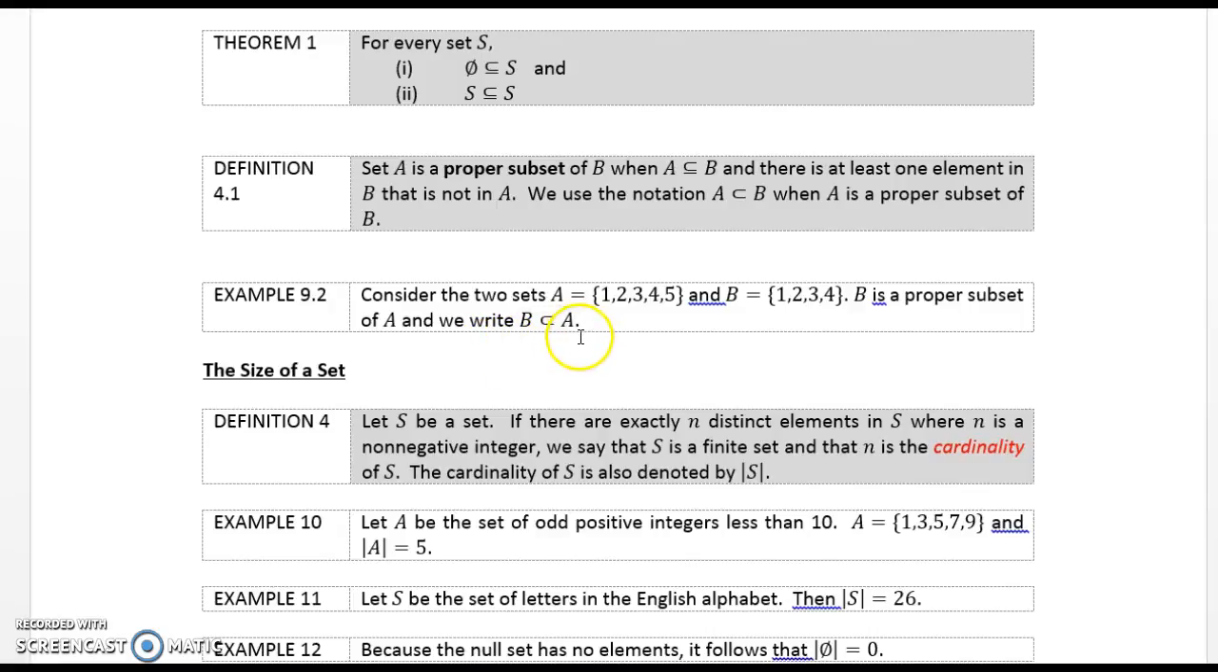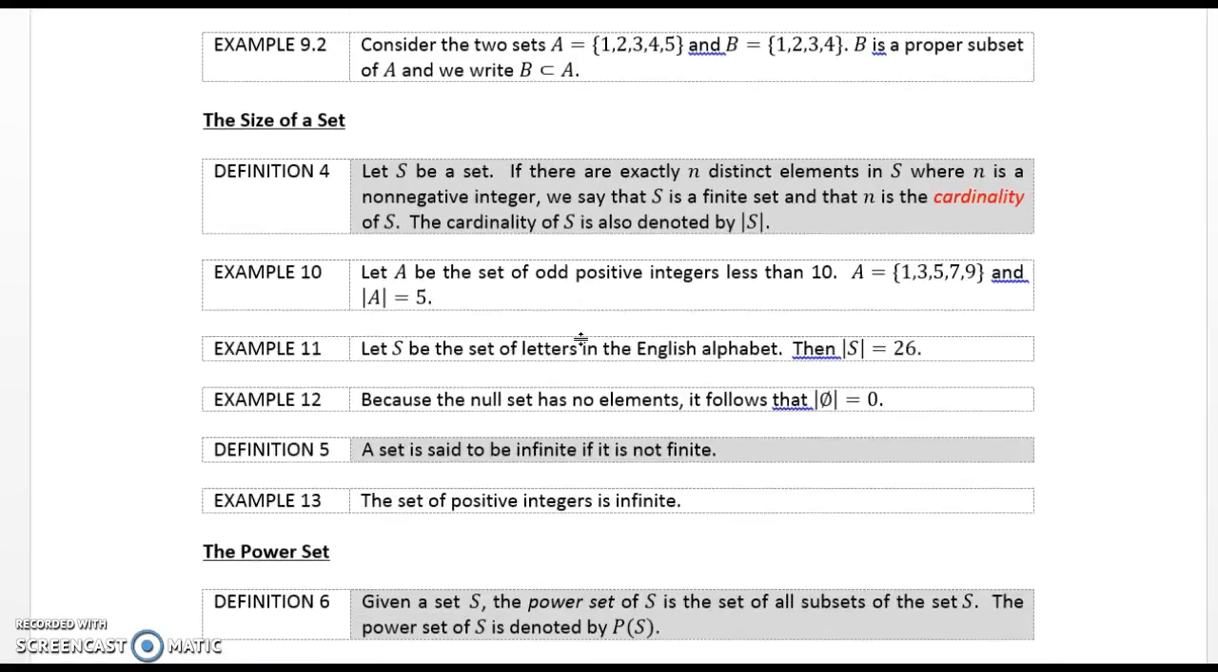Because the element 5 is not in set B and is in set A.